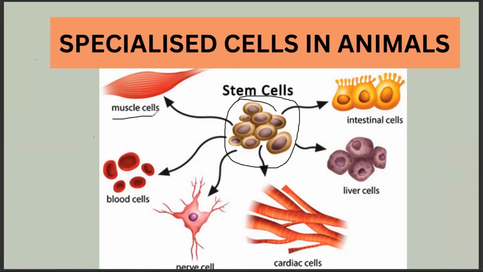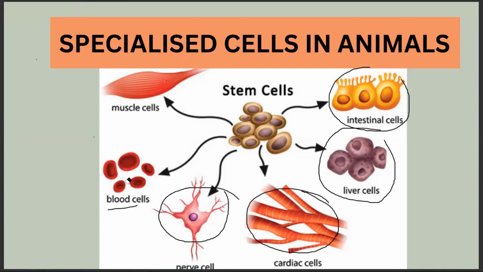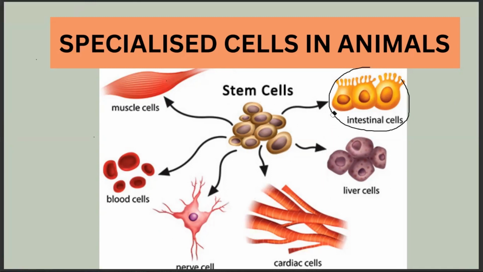So the specialized cells are muscle cells. You can see how these muscle cells look. Our red blood cells, neurons, nerve cells. Then cardiac cells, the cells which make up our heart, liver cells, intestinal cells. All these cells have special functions. So the cells with special functions are called specialized cells. Cells that do not have any special function are called stem cells.